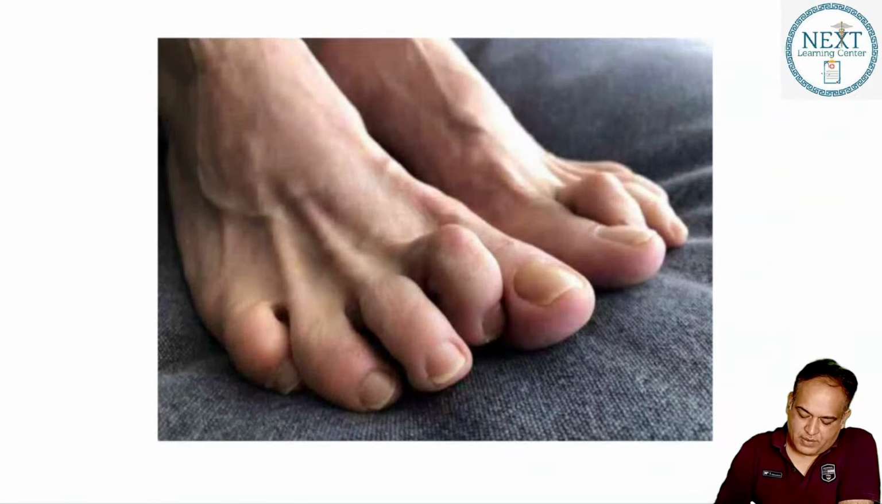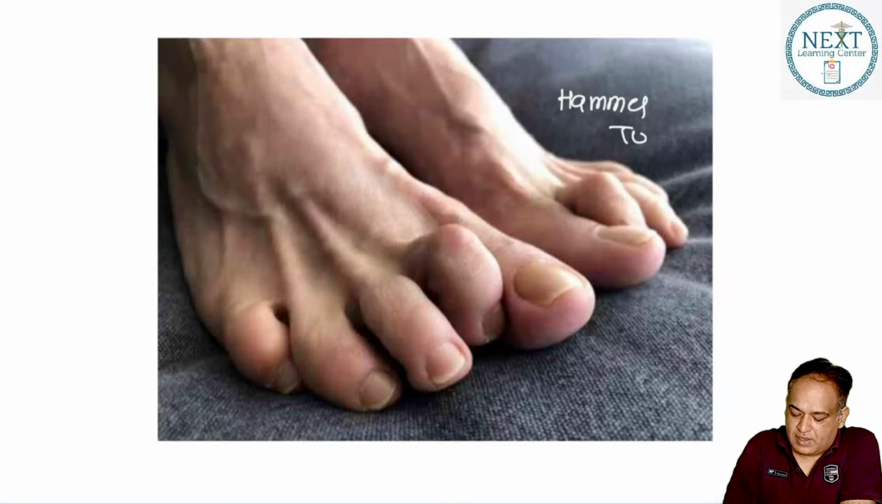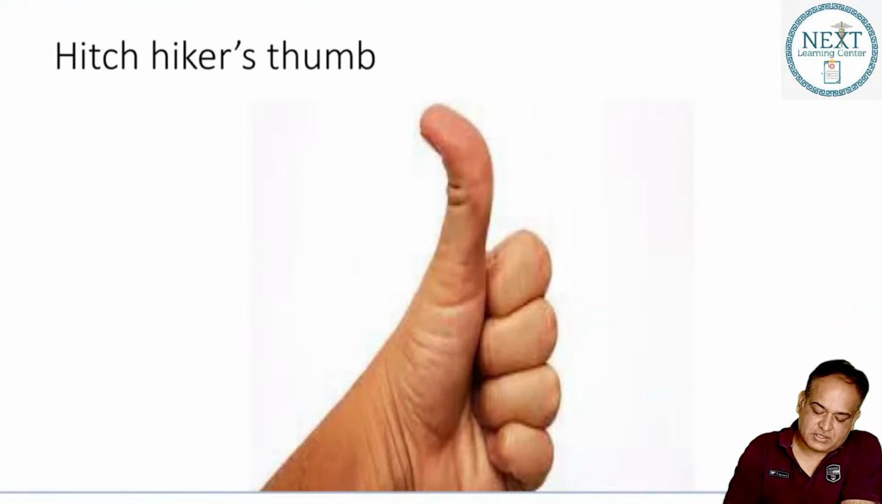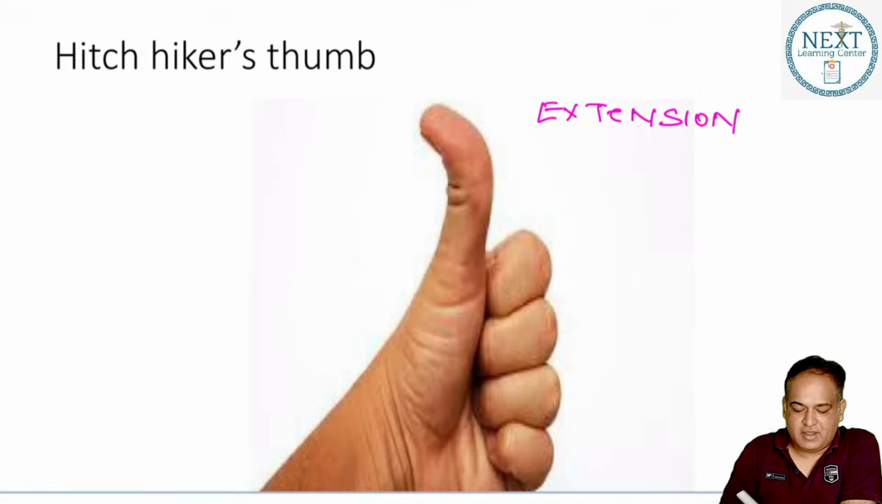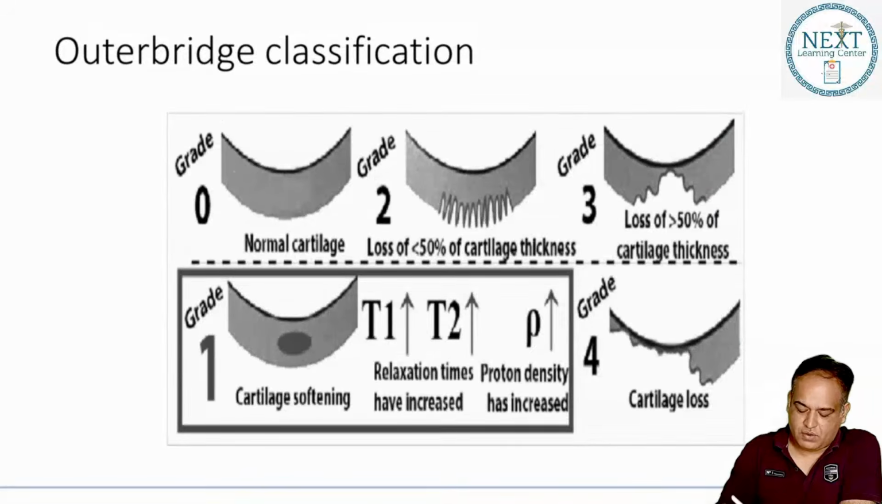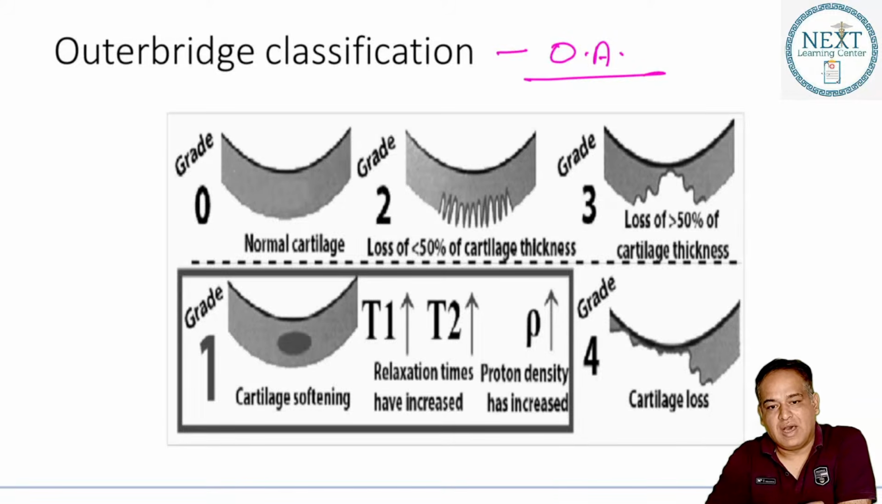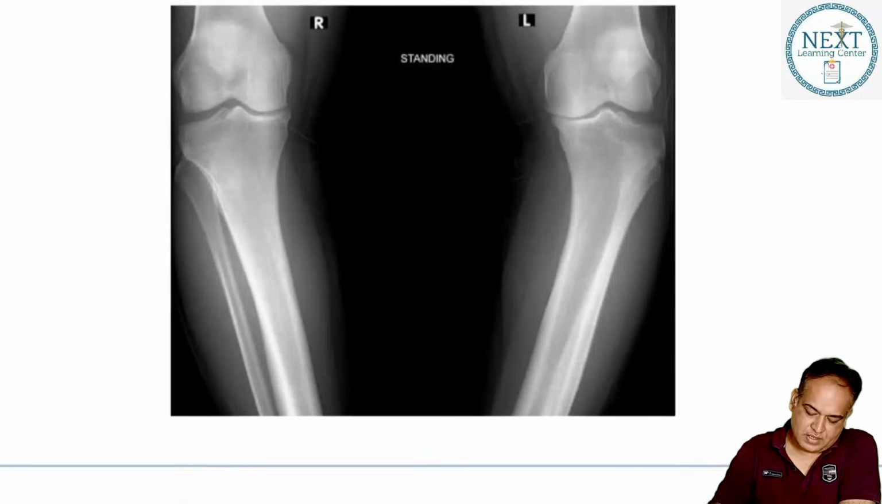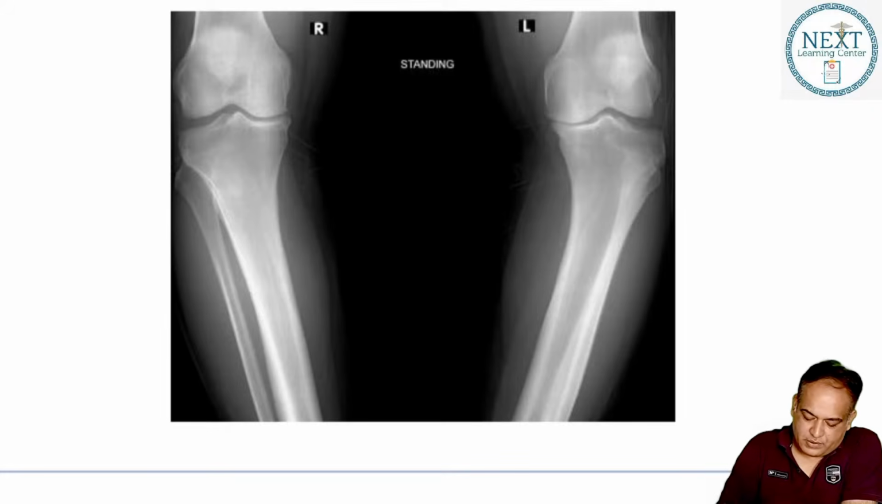Okay. Now here, what kind of deformity is this? This kind of deformity is called as hammer toe deformity. Hitchhiker thumb. Permanent extension deformity of the thumb. Hitchhiker. Right. Z deformity also it is called. Outbridge classification, it is for osteoarthritis. Just remember the name, nothing else.